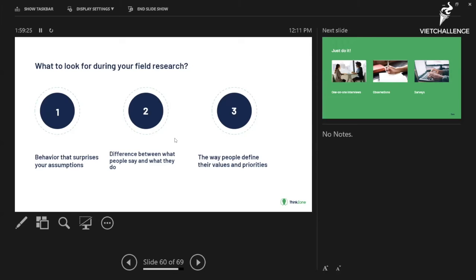And third, look for the way people define their values and priorities. And this is important. When I say punctuality is really important for me, what I mean by punctuality many times is different from what other people think punctuality is. I'm gonna give an example. In the last 5 years, I lived in a few countries, mainly in Europe. In Europe, when you go to the north, Germany, Norway, Sweden, Denmark, they are very punctual. This means that they want to be on time.